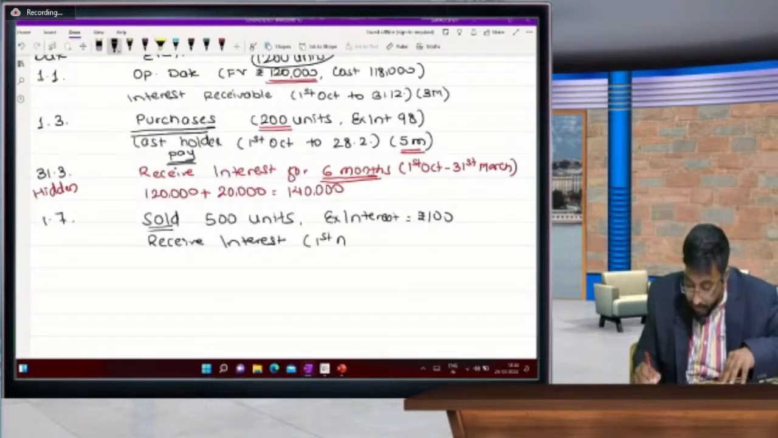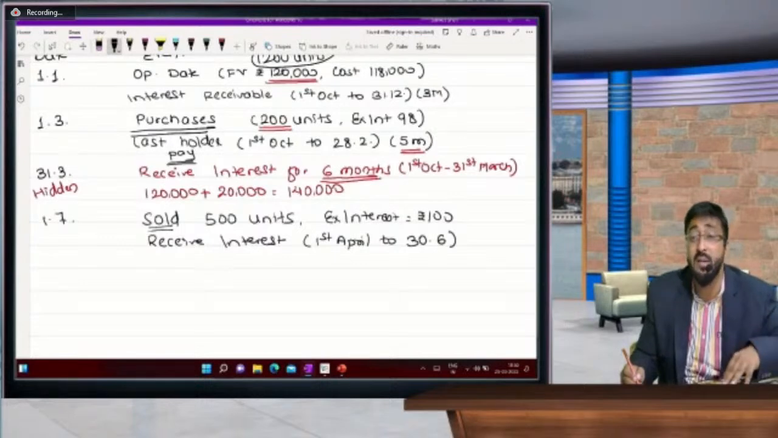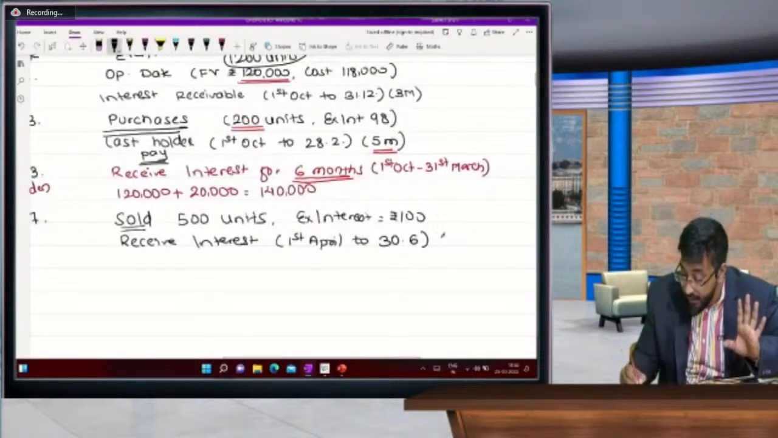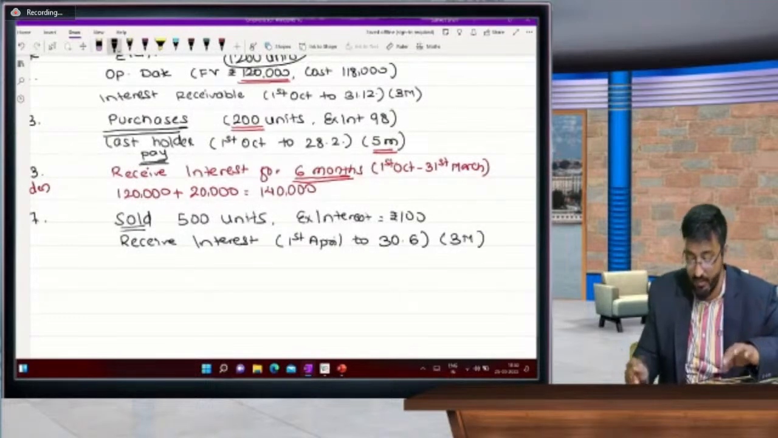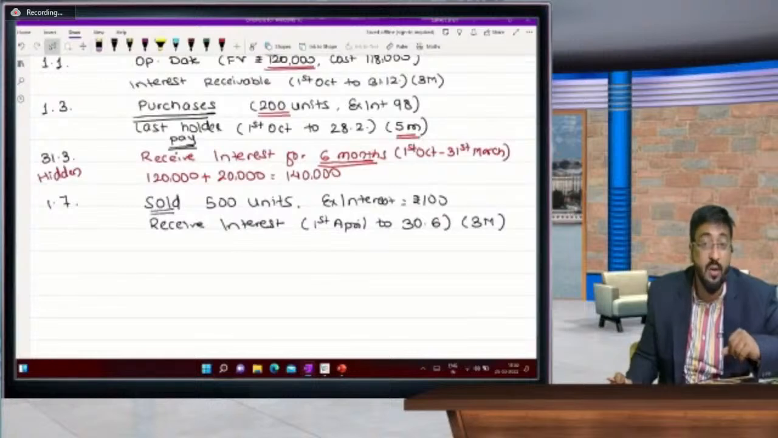From 1st April, beta, you are making a mistake. Till 30th June, don't consider July. So Pratham is considering the July month. Silly mistake, a very silly mistake. 3 months. Okay. So receive interest for 3 months.